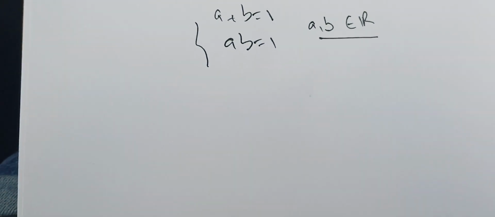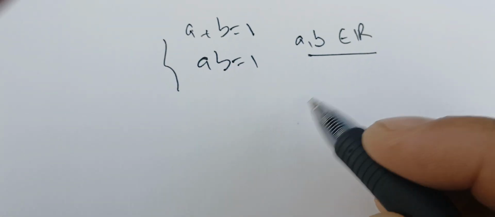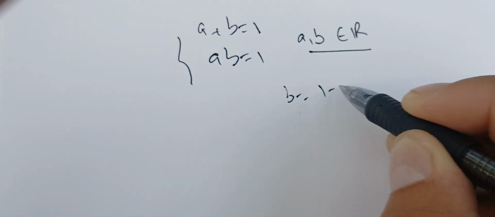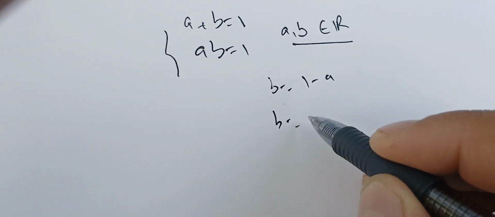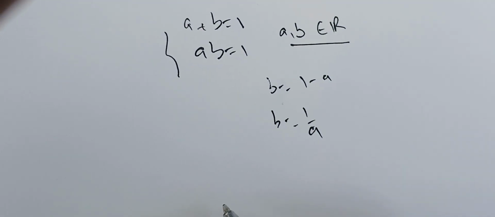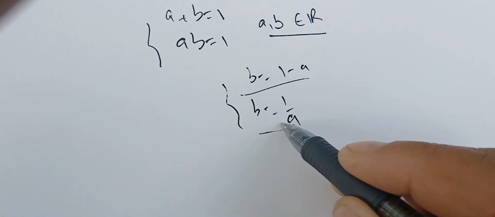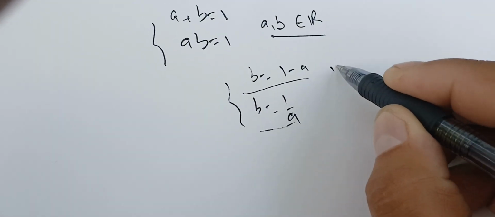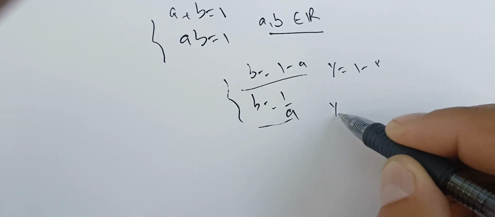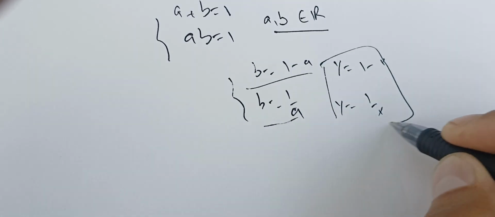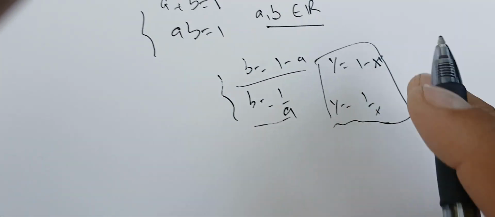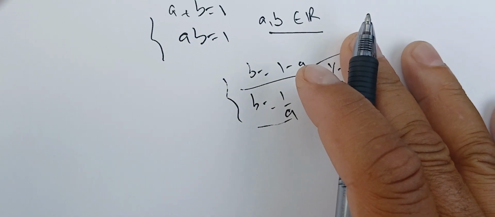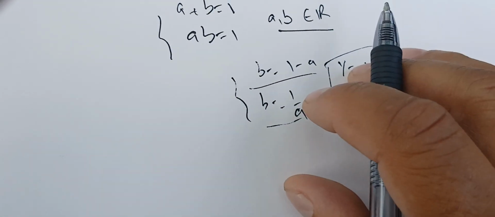When we have a problem, we do everything to solve it. One of the keys is that we can just graph these two. So we solve for b. For the first one, we get b is 1 minus a. For the second one, we get b is 1 over a. We treat these two as two equations. Because some people like x and y, let's use x and y. So here we have y is 1 minus x, and here we have y is 1 over x. What we do is graph these two together, and we see where they intersect.